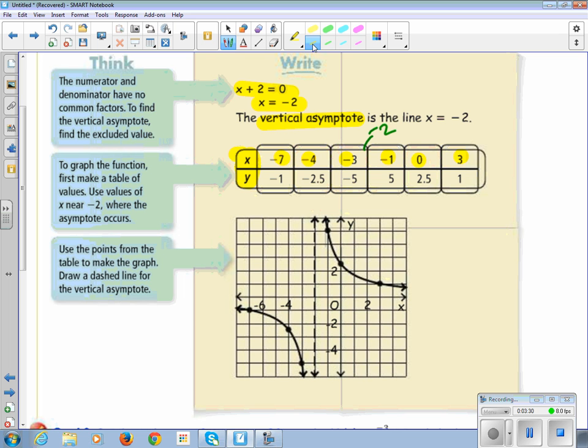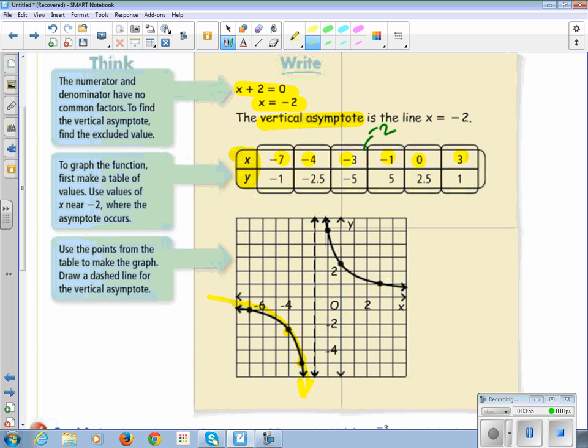-7, -1. It's right here. When we plug in -4, we get out -2.5. And when we plug in -3, as we get closer to x equals -2, we get -5. So as you can see, with our vertical asymptote, we're going to get real close to it but not reach it.